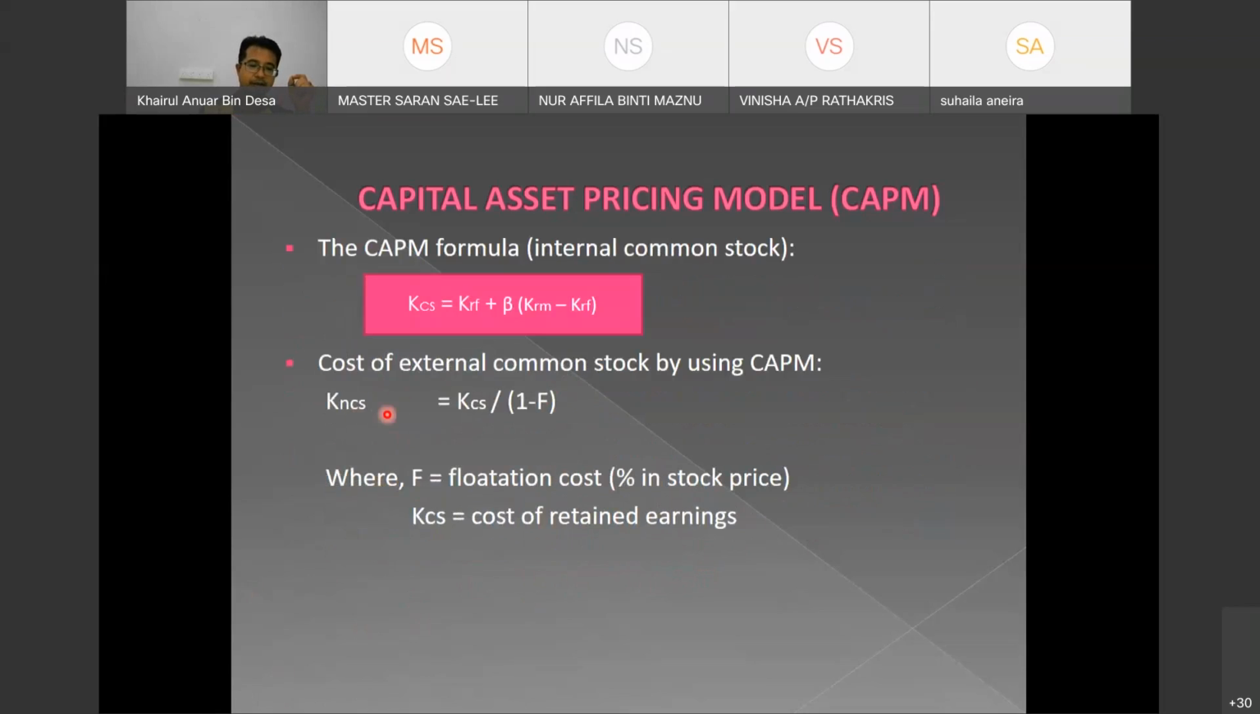Okay, the cost of external common stock is using CAPM. Flotation cost, okay, F is the flotation cost. Okay, KCS is the cost of retained earning, alright.